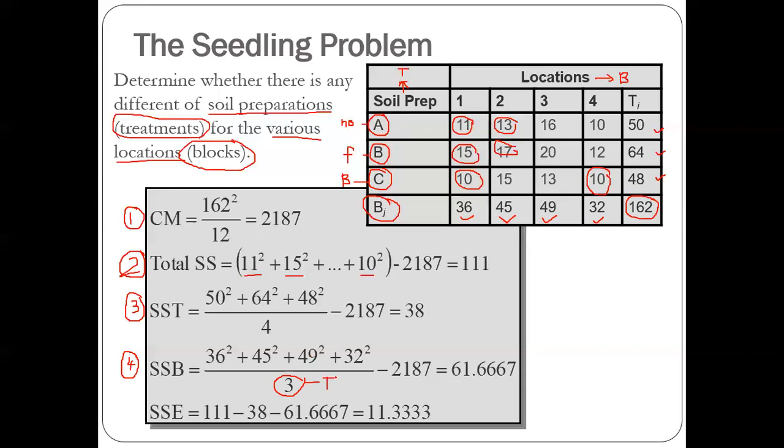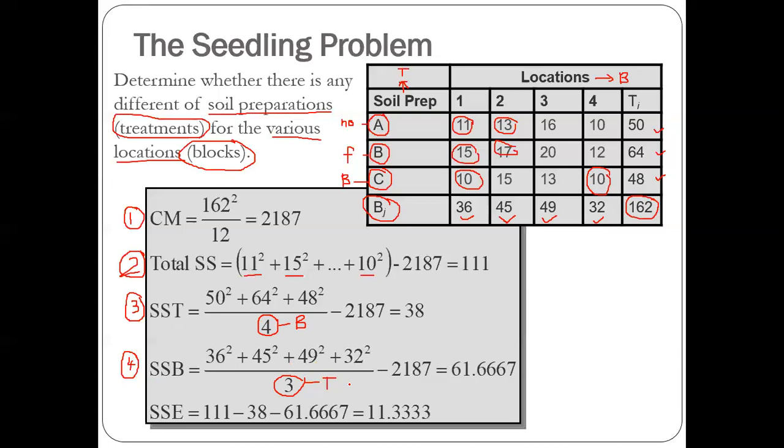This is the value of treatment. Don't get confused. To get the value of SST, it must be divided by the value of block. But to get the value of SSB, or block, it must be divided by the value of treatment. So be careful with the formula.